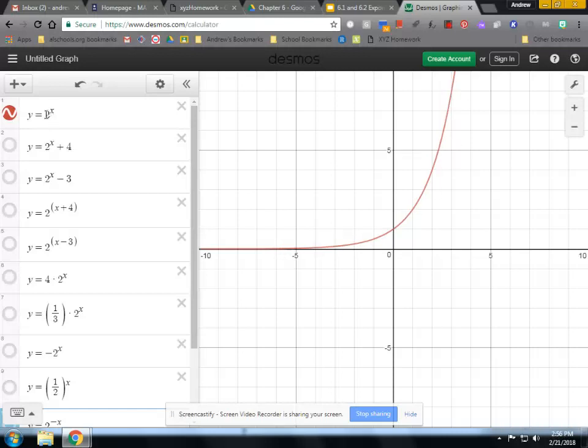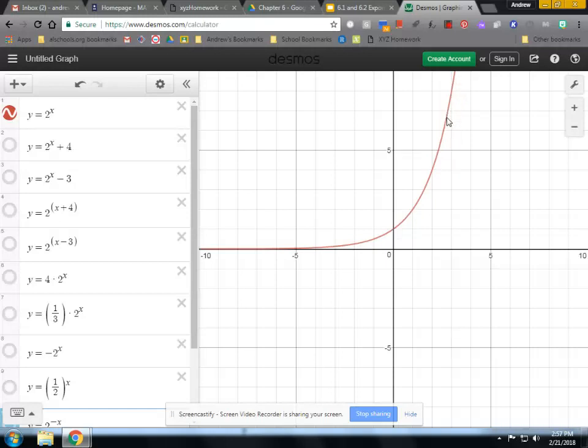When x is 0, 2 to the 0 power, anything to the 0 power is 1, and so the y-intercept is 1. There is no x-intercept because we have a horizontal asymptote here. Otherwise, it just keeps on growing exponentially. There's actually no vertical asymptote either. Even though it looks like it kind of goes straight up and down, it will go on forever.